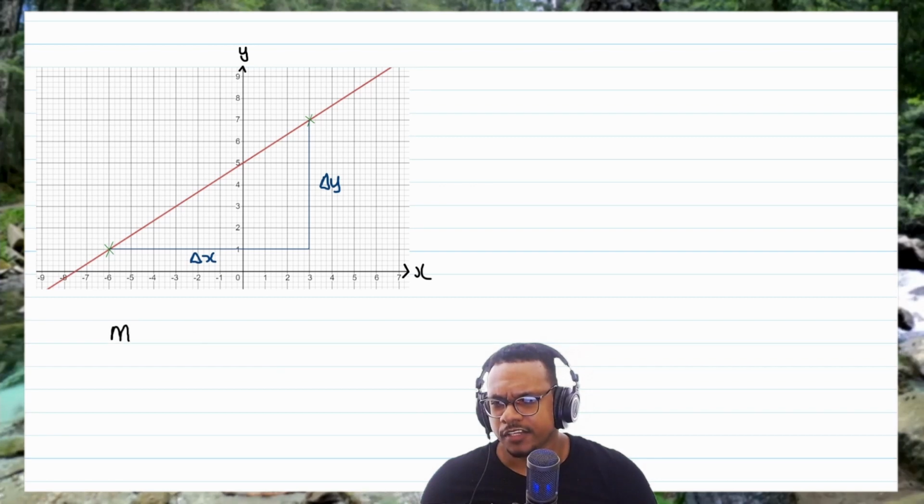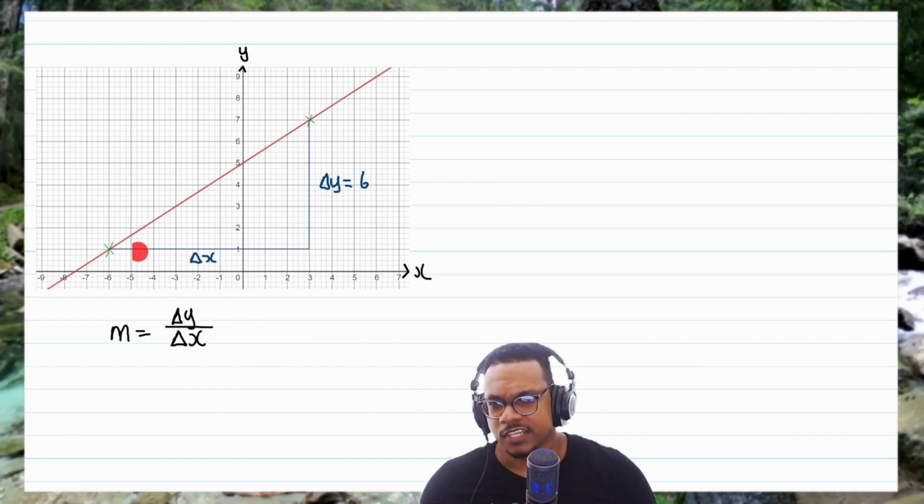So we'll have gradient is equal to change in y over change in x. Now if I look at this distance here, I'm going from 1 all the way up to 7. So a change in vertical distance will be 7 take away 1, which is 6. So my change in y is equal to 6. You can also count the blocks, 1, 2, 3, 4, 5, 6. So that gives the change in y as 6.